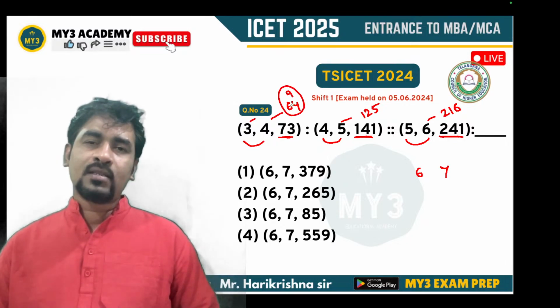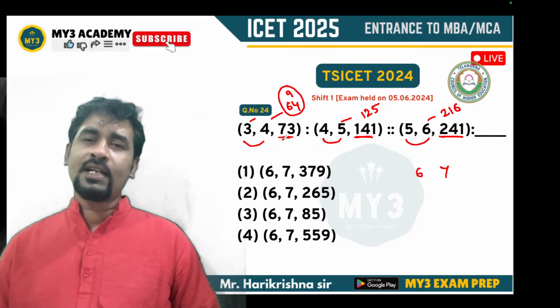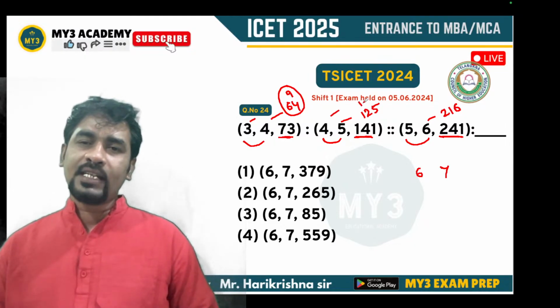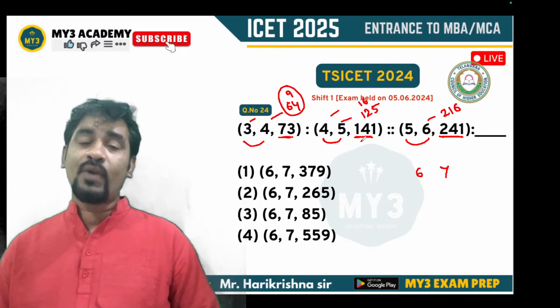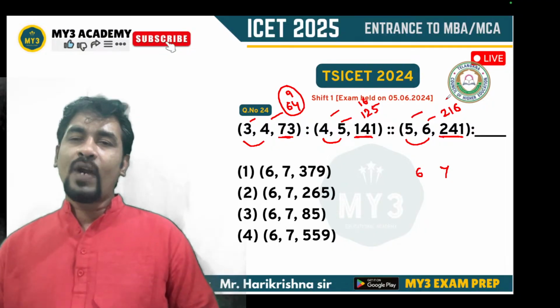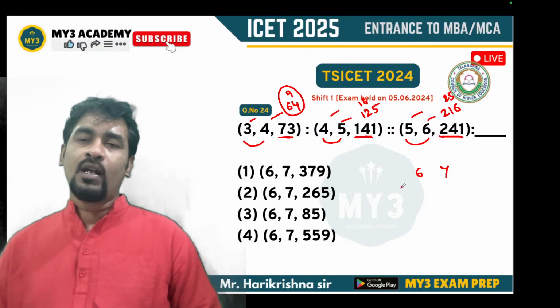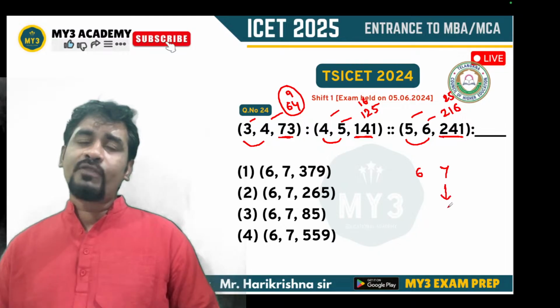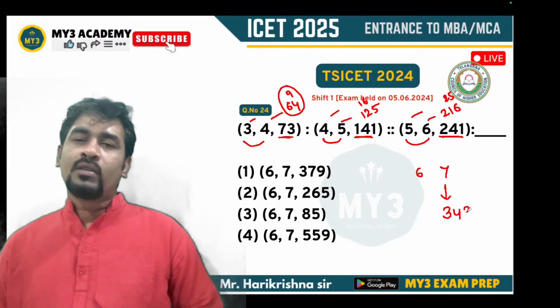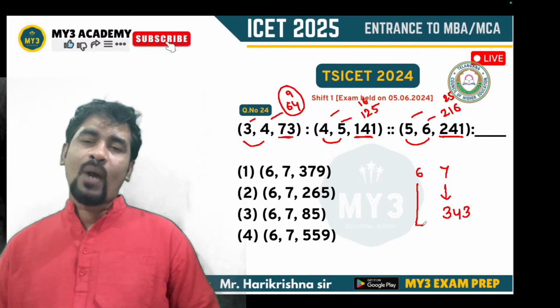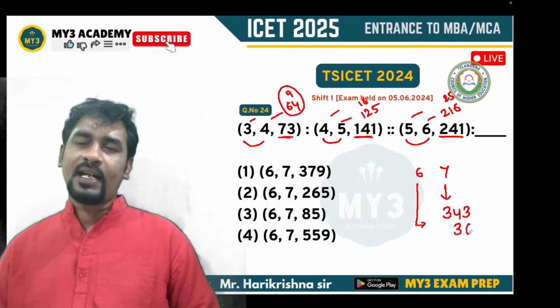So 9 plus 64 is 73. 4 square is 16. 16 plus 125 is 141. So 25 plus 216 is 241. That means they are taking the cube of the second number, which is 7 cube 343, and the square of the first number, 6 square is 36. The sum of this will give you your answer choice.